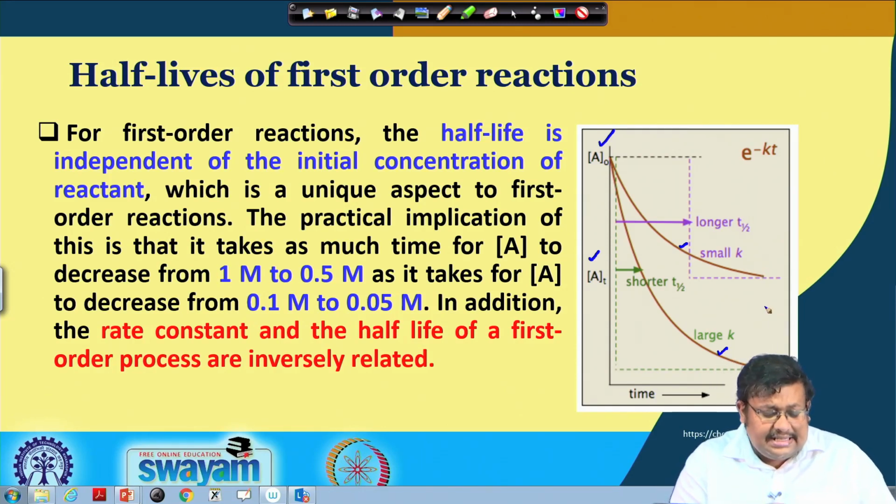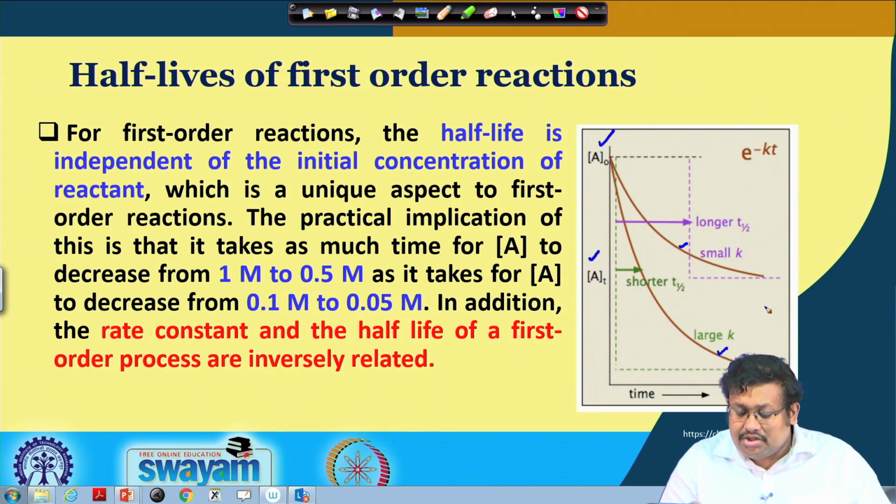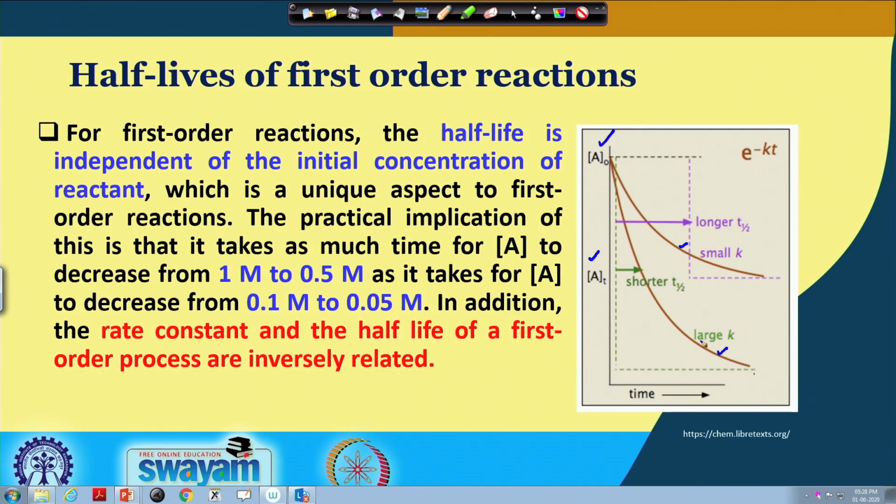Now, as we can see, the rate constant and the half life of the first order process are inversely related. In this condition, if you see, the half life will be somewhere here. So, here it becomes 0. So the half life should be somewhere here.